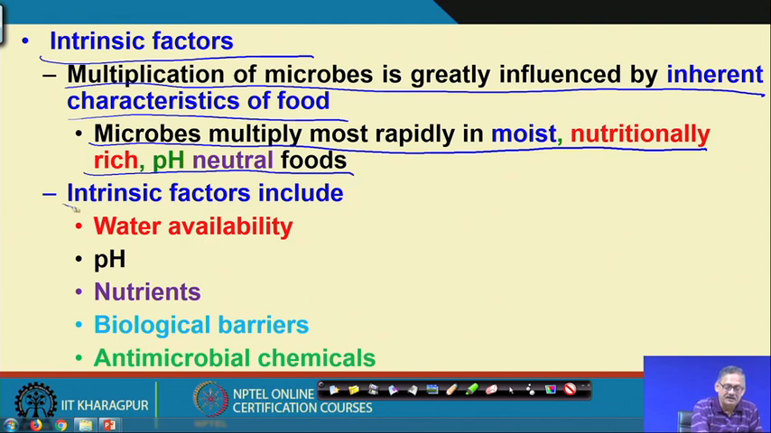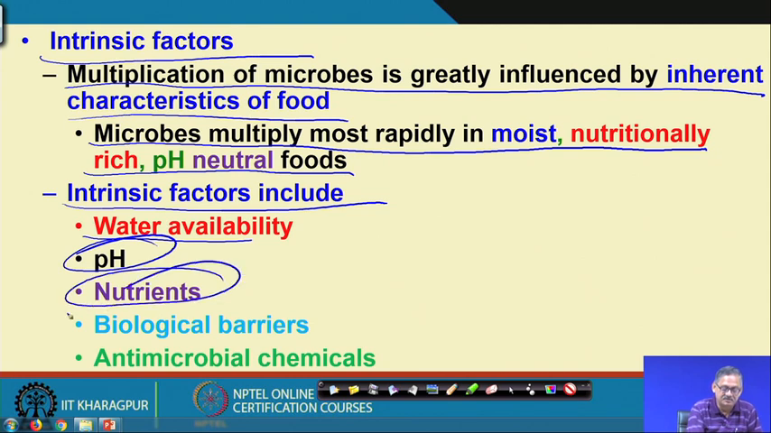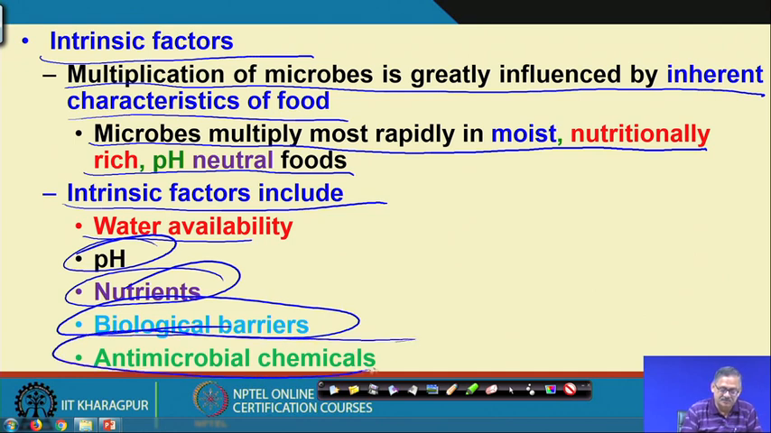So, if we look at the intrinsic factors, what are they? One is water availability, second is pH, third is nutrient availability, fourth is biological barriers, fifth is antimicrobial chemicals, if present. So, these are the intrinsic parameters which influence the growth of the organisms, right.